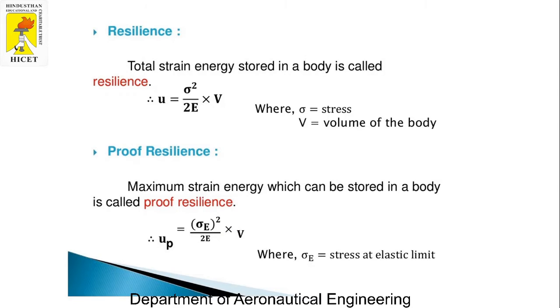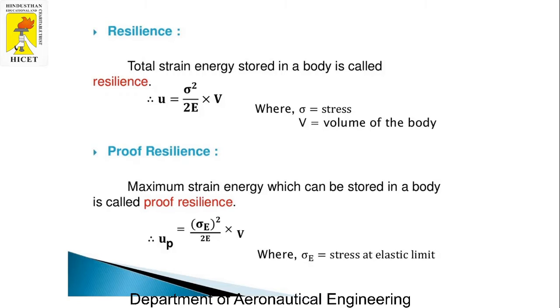Resilience. Total strain energy stored in a body is called resilience, where U is equal to sigma square divided by 2E into V, where sigma is stress and V is the volume of the body, and U is the strain energy stored in a body.